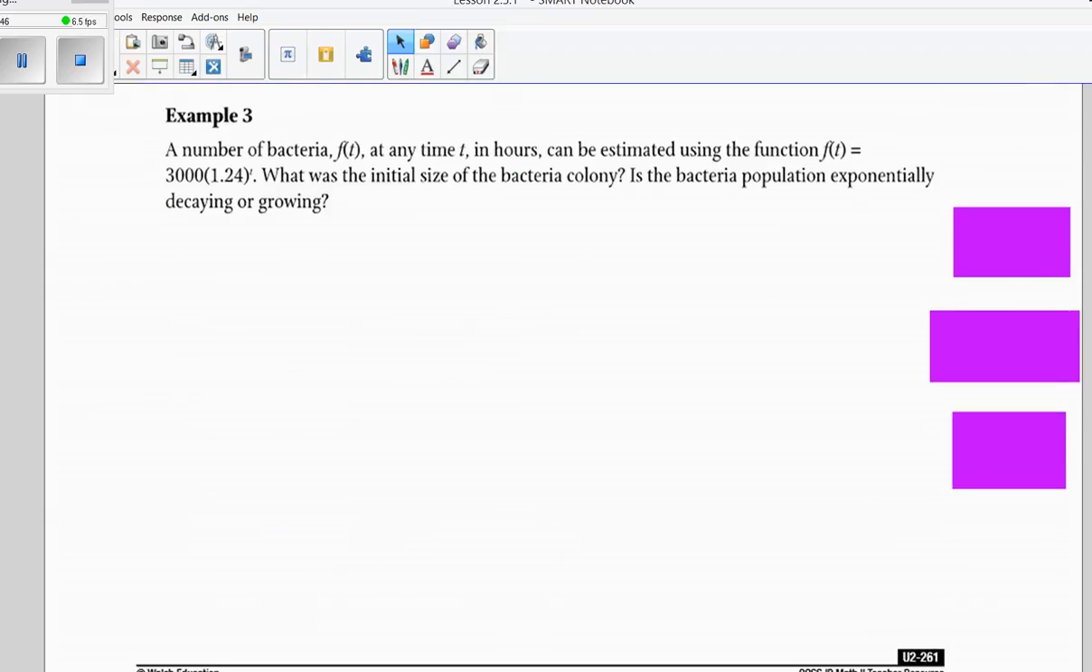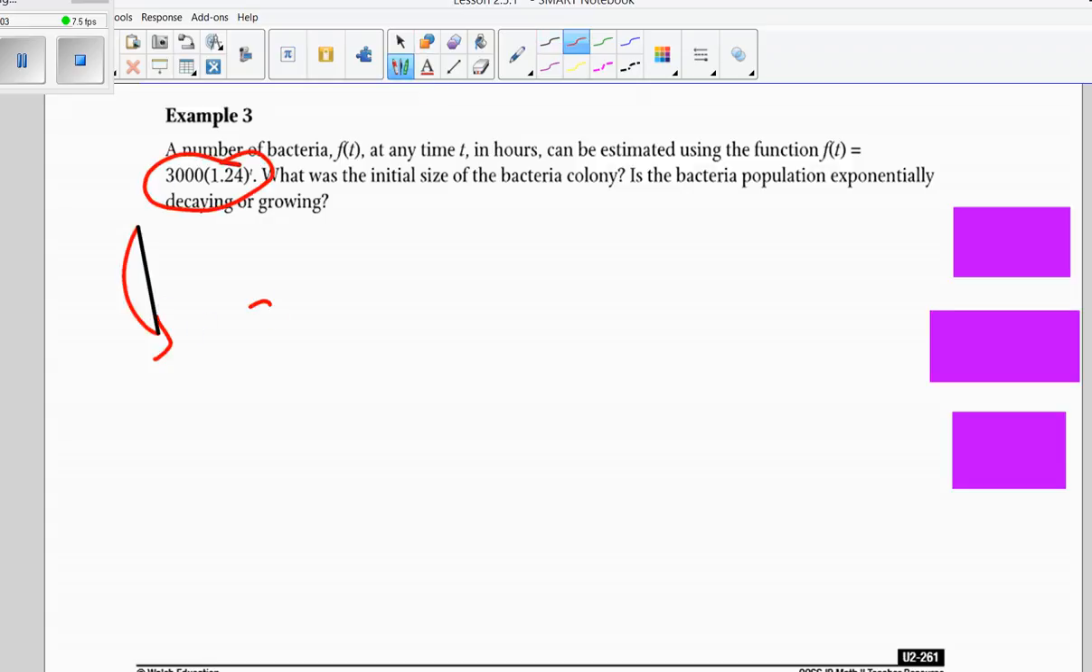And here's our last example of the day. It says the number of bacteria f of t at any time t in hours can be estimated using the function f of t equals 3,000 times 1.24 to the t. So automatically, I know I got to be using this equation right here. So I'm going to rewrite this down here: 3,000 times 1.24 raised to the t power.